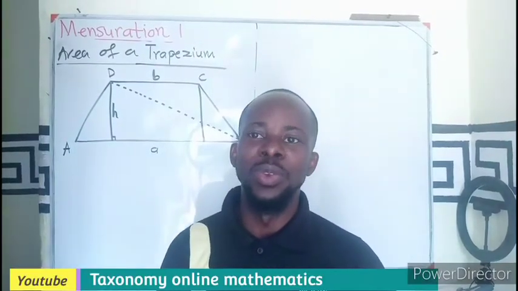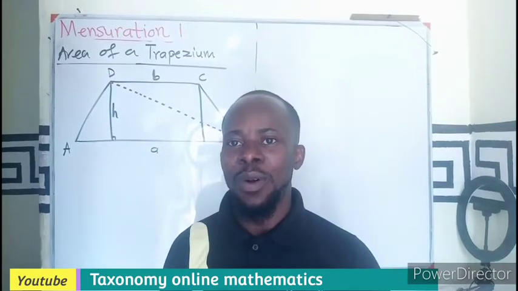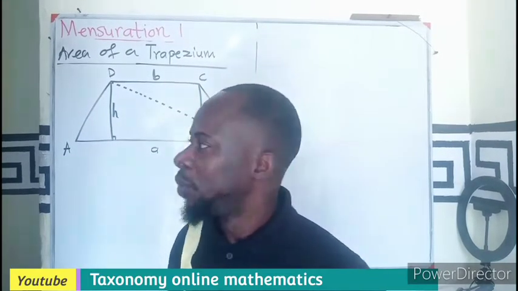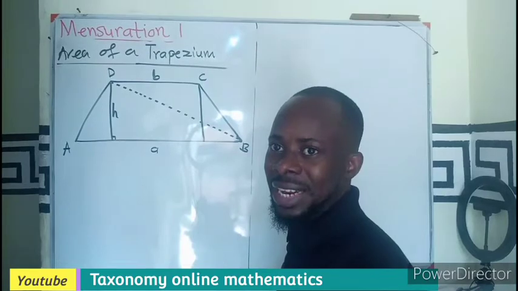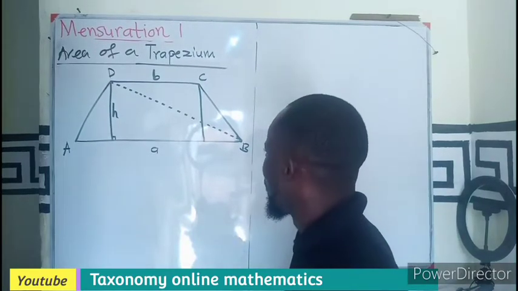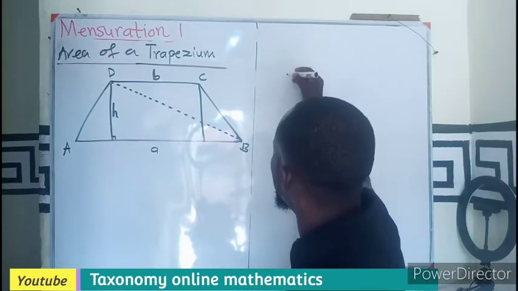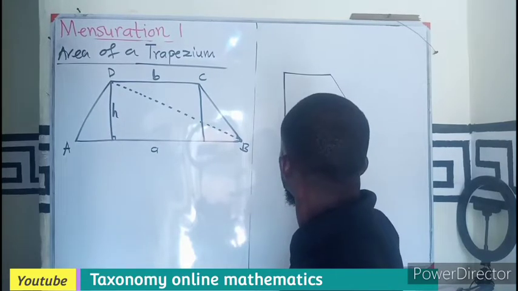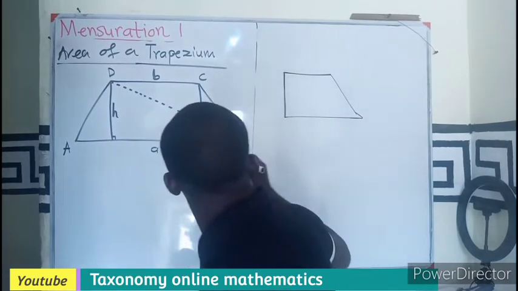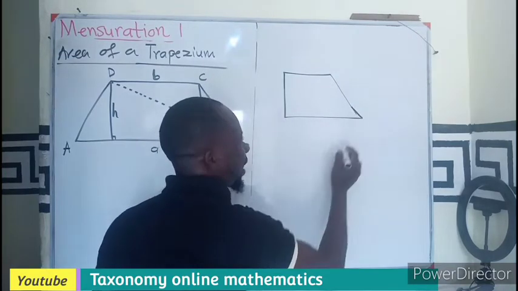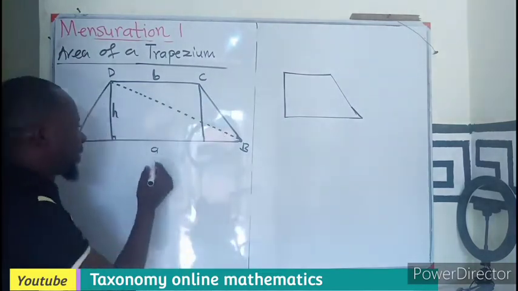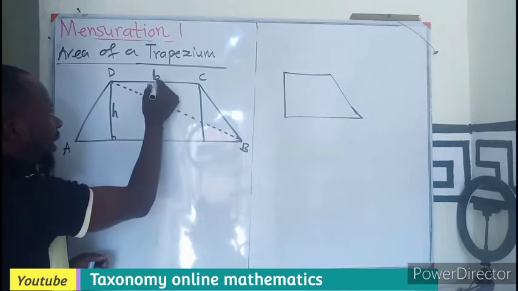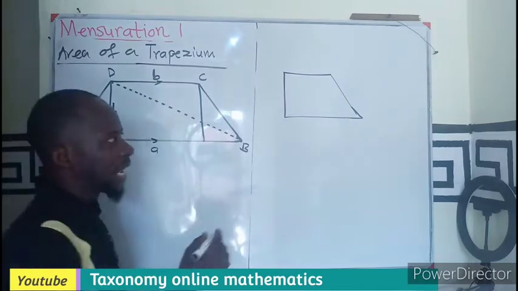Today we want to treat the area of a trapezium. We know a trapezium looks exactly like this, or we can also have it with one straight end and one slant end. Don't forget, these horizontal lines are parallel to each other.